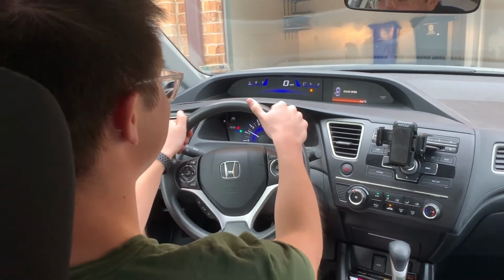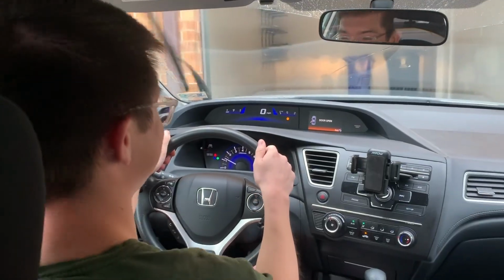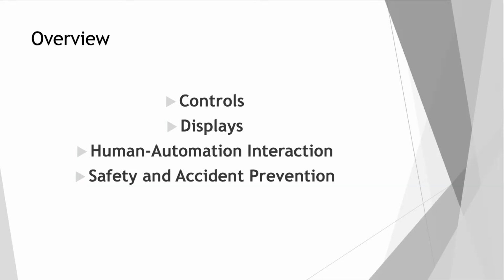In this video, we will discuss some of the major ones and design solutions which could be implemented to solve them. There are a variety of human factors issues that must be taken into account, but we will focus on some major solutions for the following human factors issues: controls, displays, human automation interaction, and safety and accident prevention.